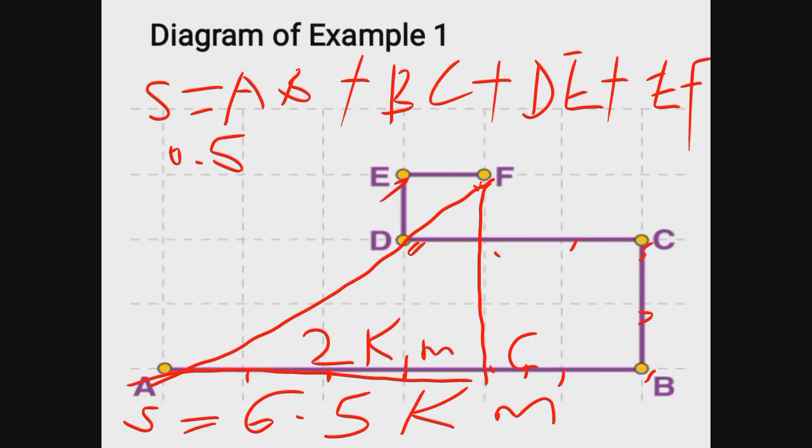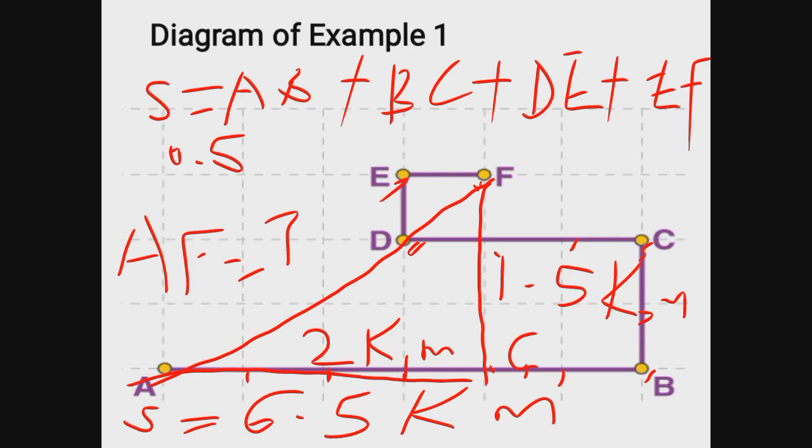Then line GF, 1, 2, 3, that will be 1.5 kilometers. Now we can get the longest side, which is line AF, and line AF is actually the displacement that we are looking for.